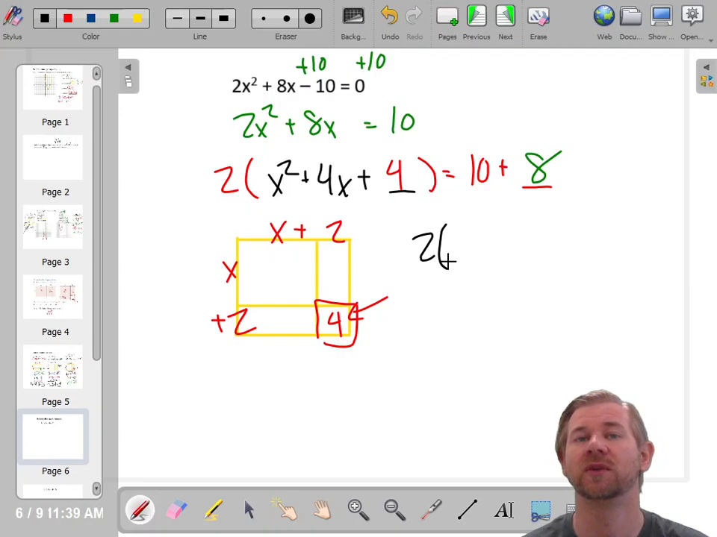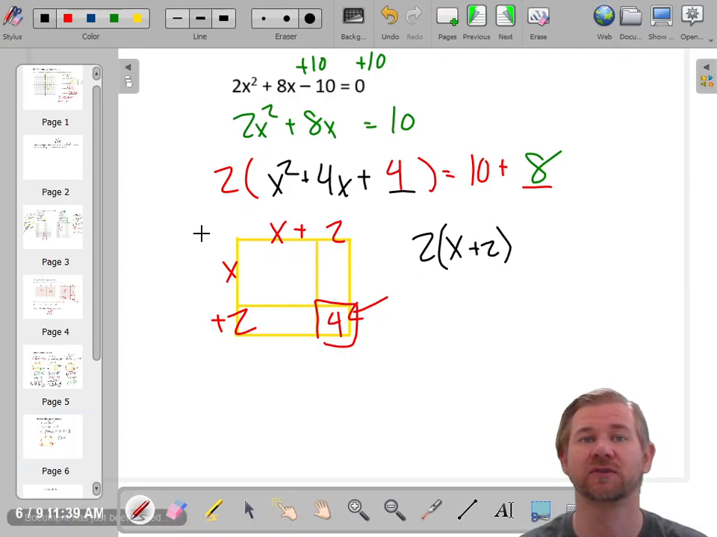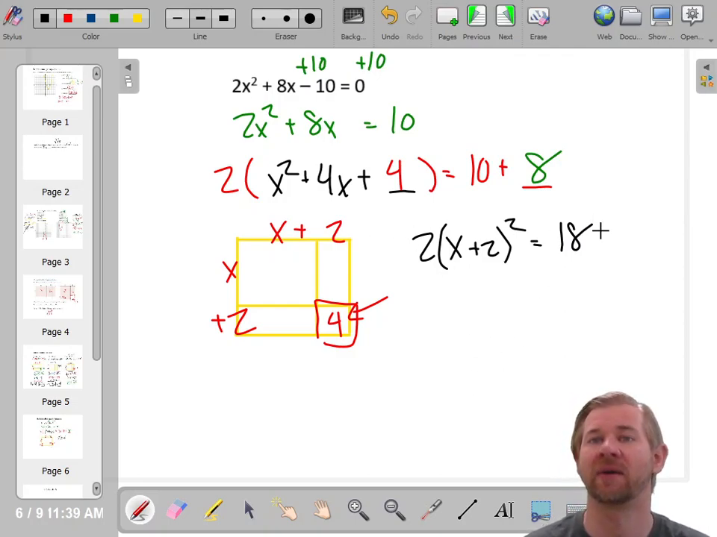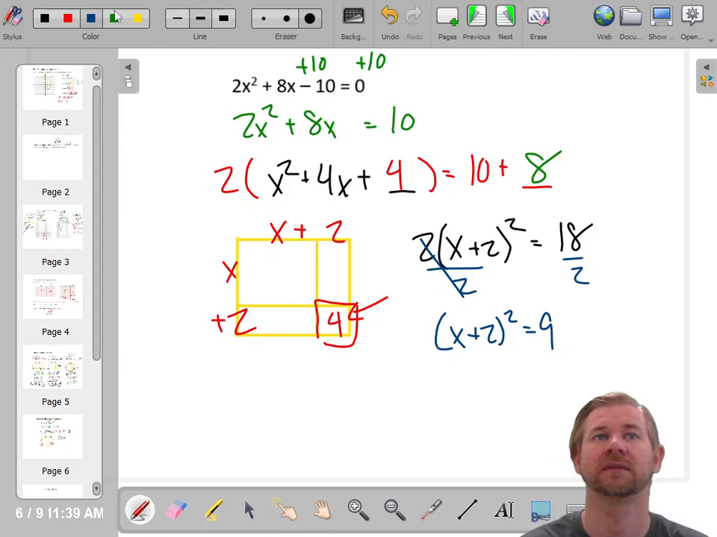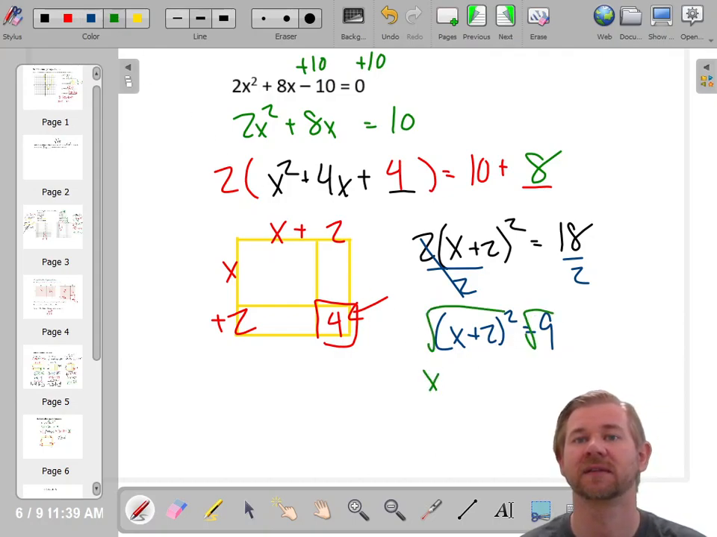On the left side, when you factor, you have x plus 2 squared, that's the same. 10 plus 8 is 18. And now I can solve using square roots. Divide by 2. 18 divided by 2 is 9. Square root both sides. Hey, that's a perfect square. Plus or minus 3.